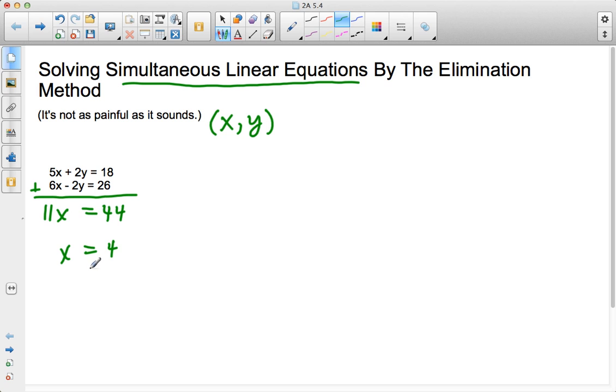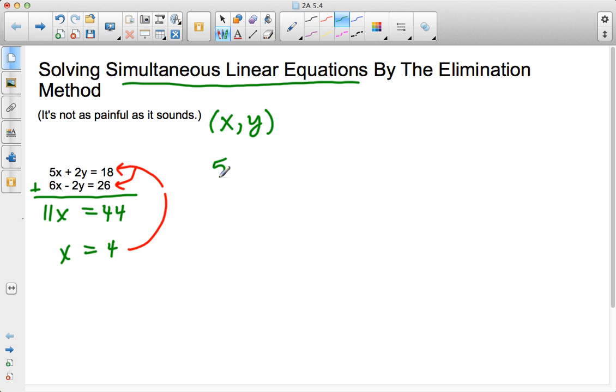So in this case, once I find that x equals 4, I'm going to take that x and plug it back into one of my equations to solve for y. Just like before when you were solving by substitution, you need to find one coordinate, then plug it back into one of the original equations to solve for the other coordinate. So let's take the first one, 5x plus 2y equals 18.